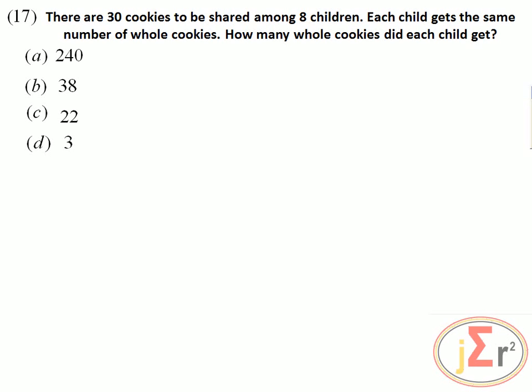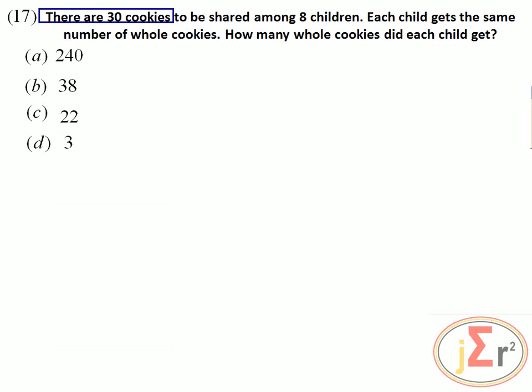We are saying that we have 8 children, and we have 30 cookies. How many cookies did each child get? 3. Right. So Jerry is saying that each one got 3. Right. So 3 is correct. And that is represented by option D.